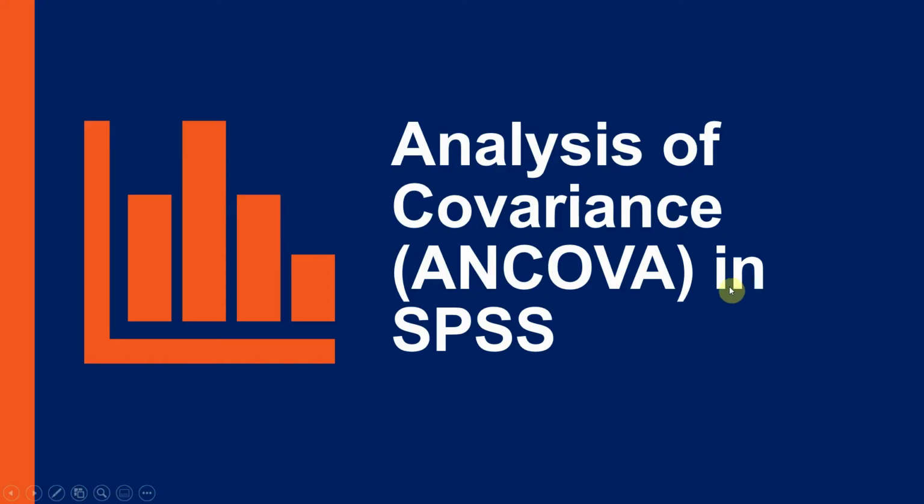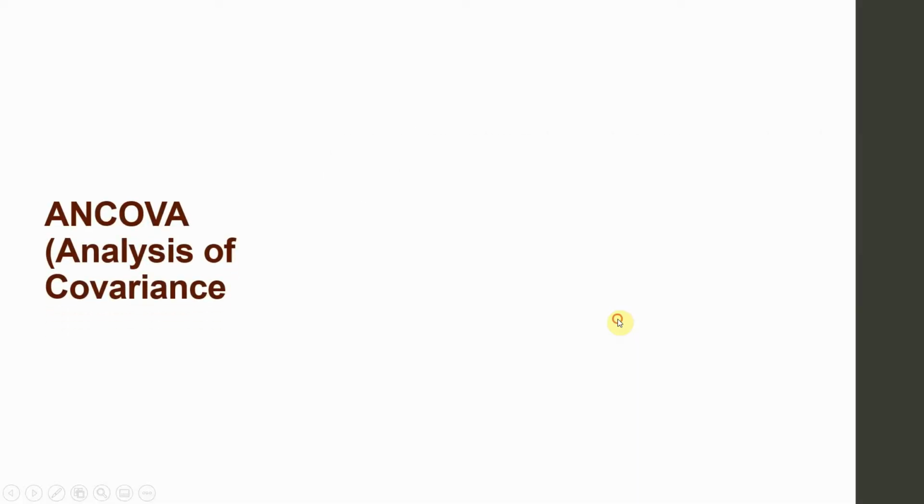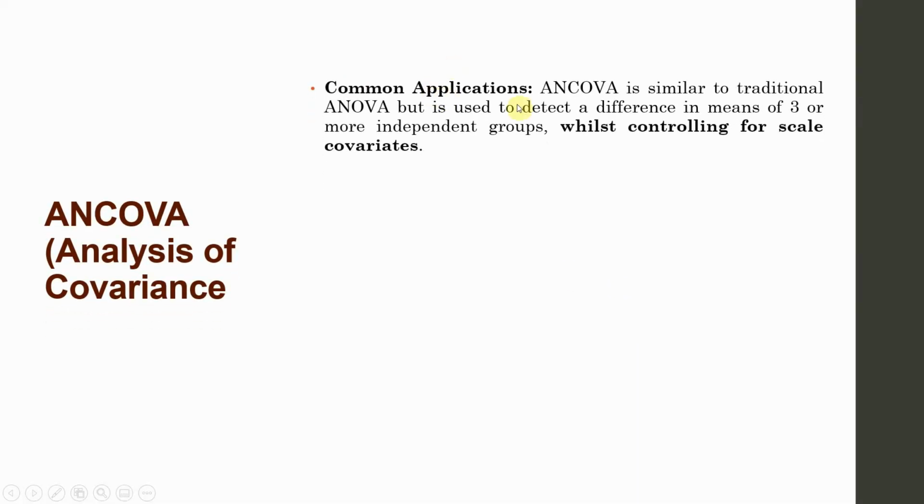Analysis of Covariance, ANCOVA in SPSS. Now, what are the common applications of ANCOVA? ANCOVA is similar to our traditional ANOVA, but in this case, it is used to detect differences in means of 3 or more independent groups while controlling for a scale covariate.